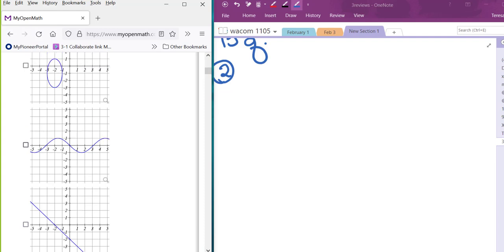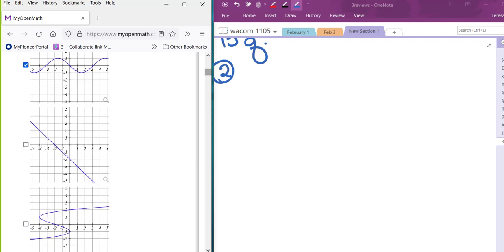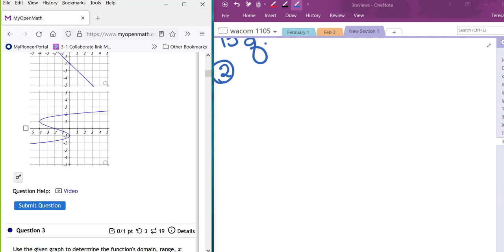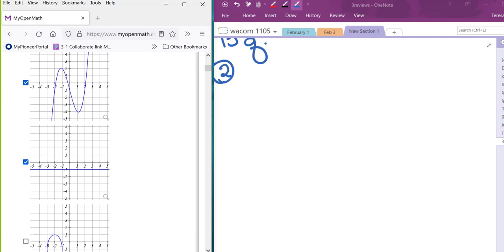This one is a function. That is a periodic function. And if you take trig, you will have a bunch of those to work on. This is a function. This one is not, because you can draw a vertical line and it's going to hit more than one spot. Right, and so that's the end of that question. I'm not even going to submit on it.